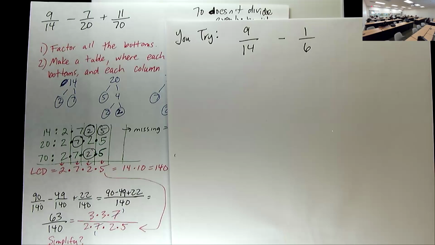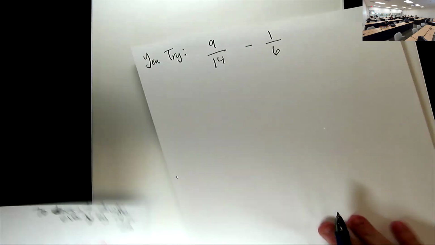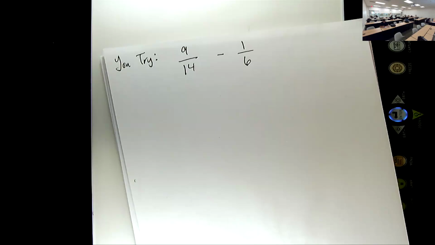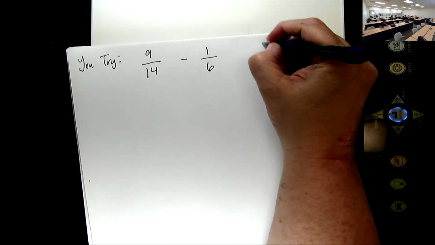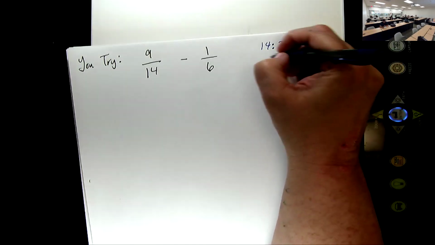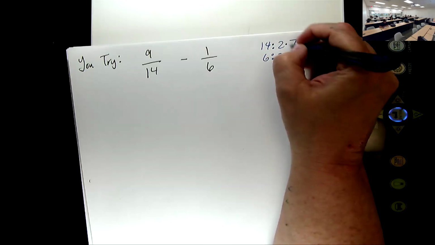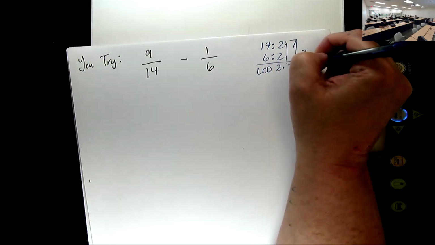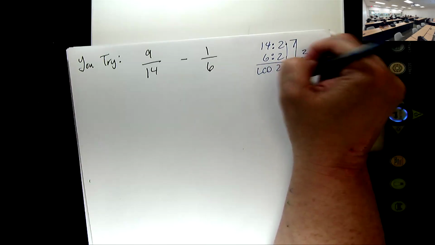Y'all get an LCD? What'd you guys get? Not 42. 42 is what I got. So if we do the 14. Back, we had 14 on our other page. I even had 9/14 on the other page. I was picking numbers at random that I had on this page, and then I turned the page and had the same fraction, isn't that a bitch? 14 was 2 times 7. 6 is 2 times 3. So our LCD is 1 from each column. And 2 times 21 or 6 times 7 is 42.